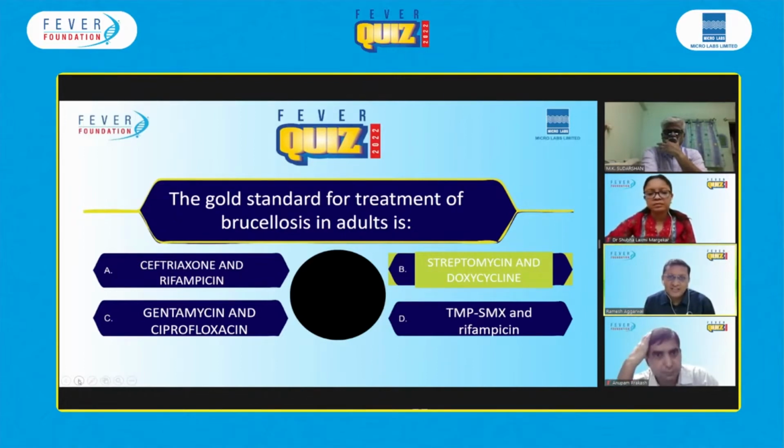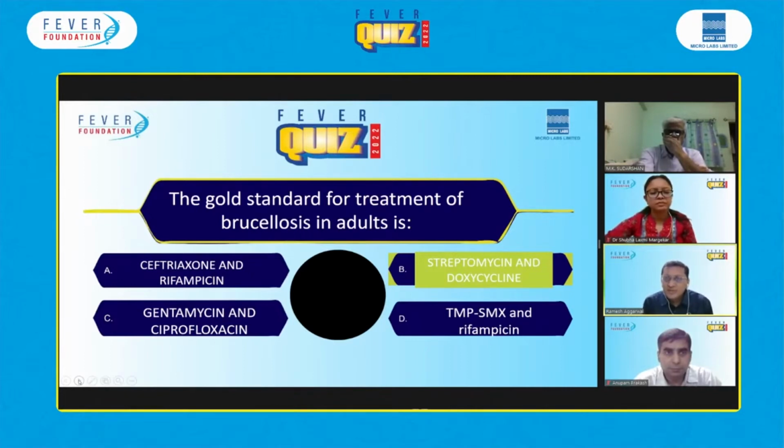The choice A has ceftriaxone and rifampicin. Choice B has an aminoglycoside and doxycycline. The choice C again has an aminoglycoside and a fluoroquinolone. And choice D has trimethoprim, sulfamethoxazole, and rifampicin. If you have read the question carefully, probably you would have been able to answer it. The standard of treatment for brucellosis in adults.